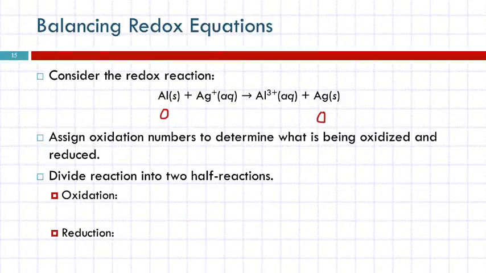What's the oxidation state of Ag+? It's the same as the charge, +1. And what's the oxidation state of Al3+? That's +3. Okay, so which of these is increasing in oxidation number? The aluminum. The aluminum's going from 0 to +3. So that's the oxidation half reaction.